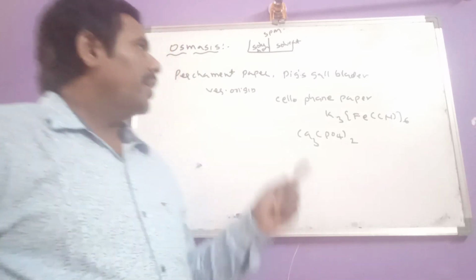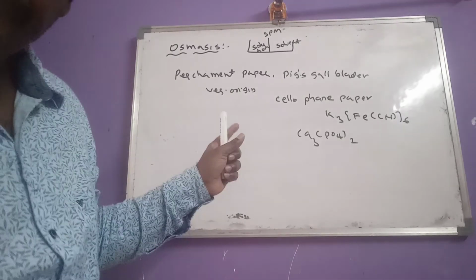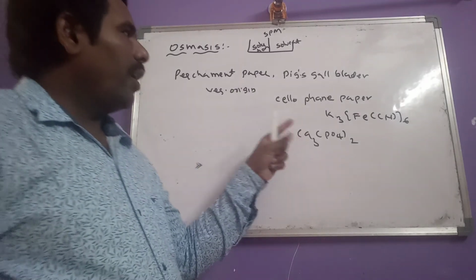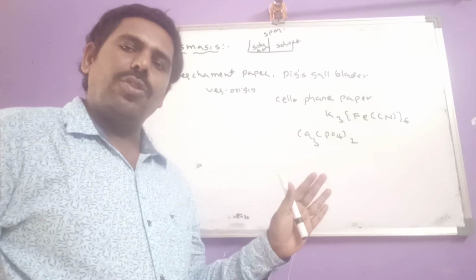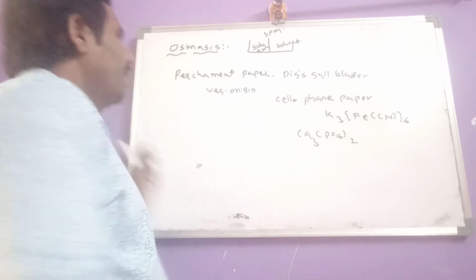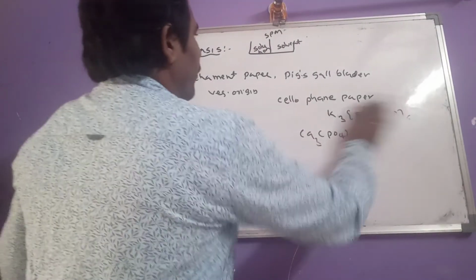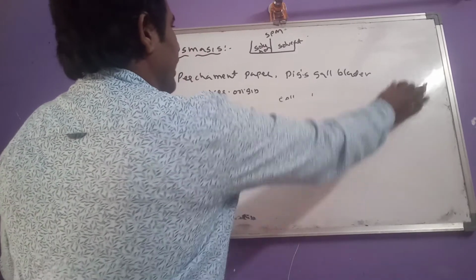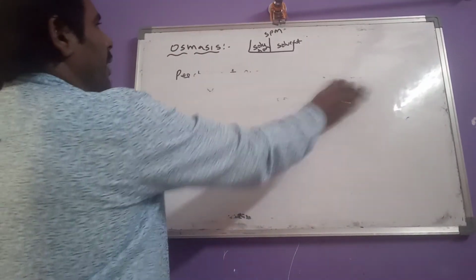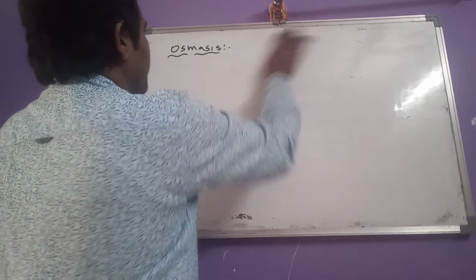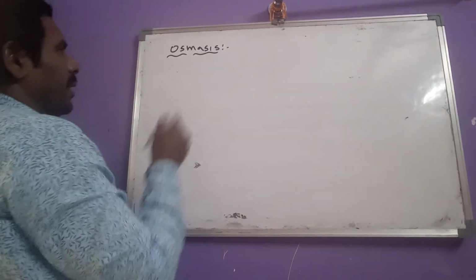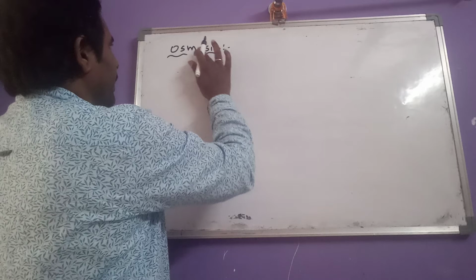So these are the examples for semi-permeable membranes. They allow the flow of solvent through them, but do not allow the solute particles through them. So now here the flow of solvent into the solution through a semi-permeable membrane is known as osmosis. That is known as osmosis.